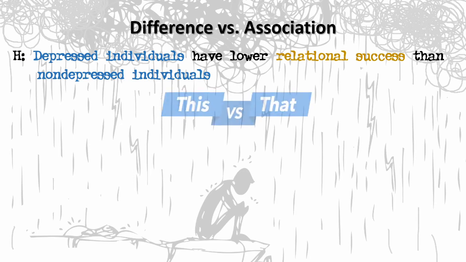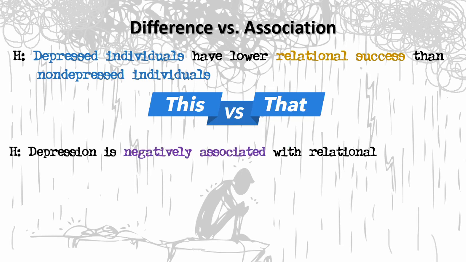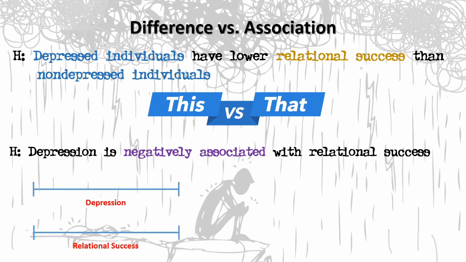When you make this versus that type comparisons in a research study where you can put objects or people into groups or categories and compare them on some metric, you're using hypotheses of difference. You could alternatively hypothesize that depression is negatively associated with relational success. The same idea applies, but this time you're not grouping people. Instead, you're acknowledging that there are different shades of depression and relational success from high to low, and so we don't group people into one crude category over another.